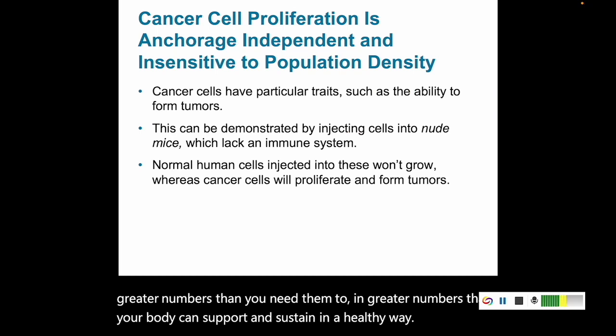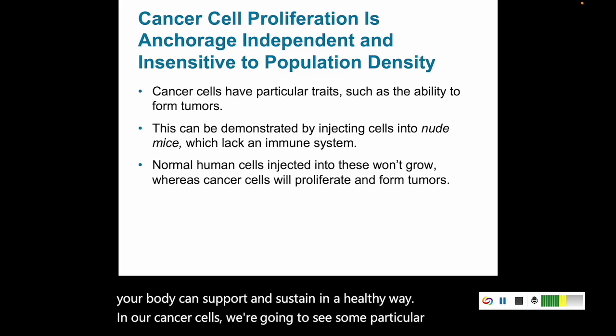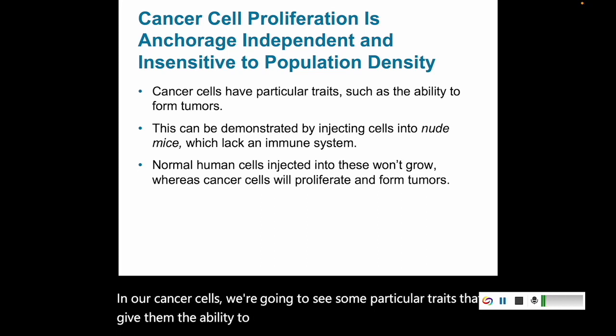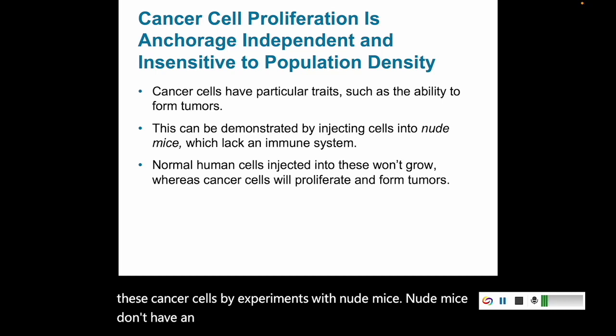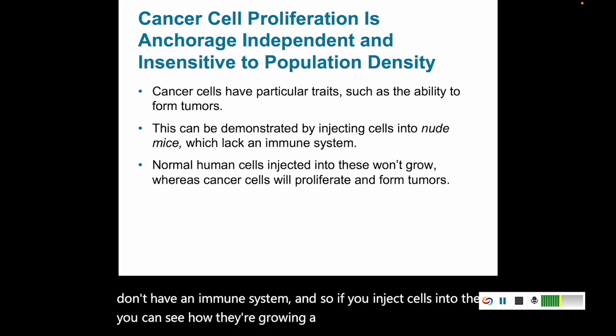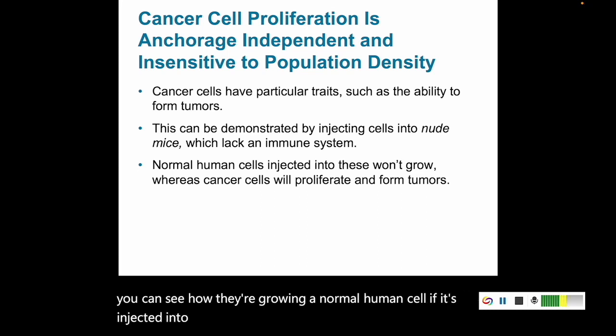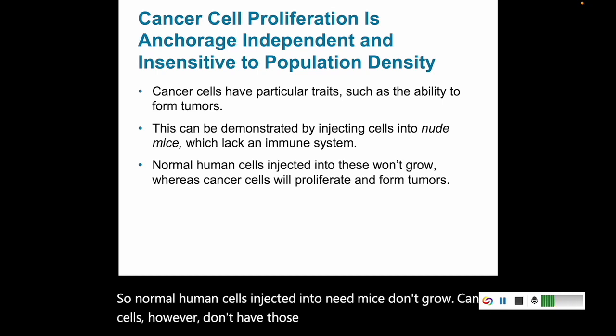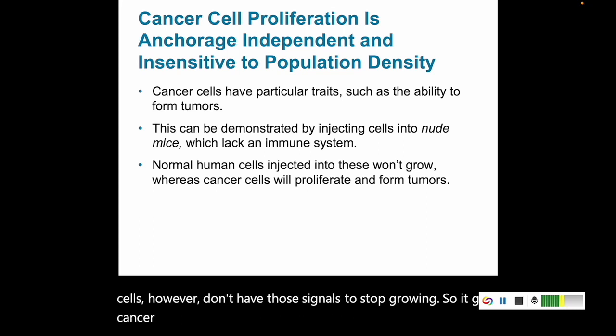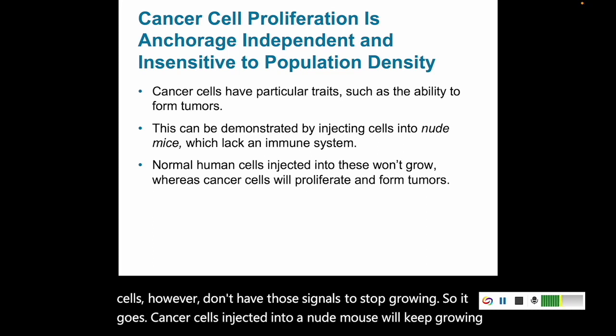In our cancer cells, we're going to see some particular traits that give them the ability to form tumors. And we can study a lot of these cancer cells by experiments with nude mice. Nude mice don't have an immune system, and so if you inject cells into them, you can see how they're growing. A normal human cell, if it's injected into a nude mouse, is going to give itself the signals that it shouldn't grow inappropriately. So normal human cells injected into nude mice don't grow. Cancer cells, however, don't have those signals to stop growing. So those cancer cells injected into a nude mouse will keep growing, keep proliferating, and form tumors.